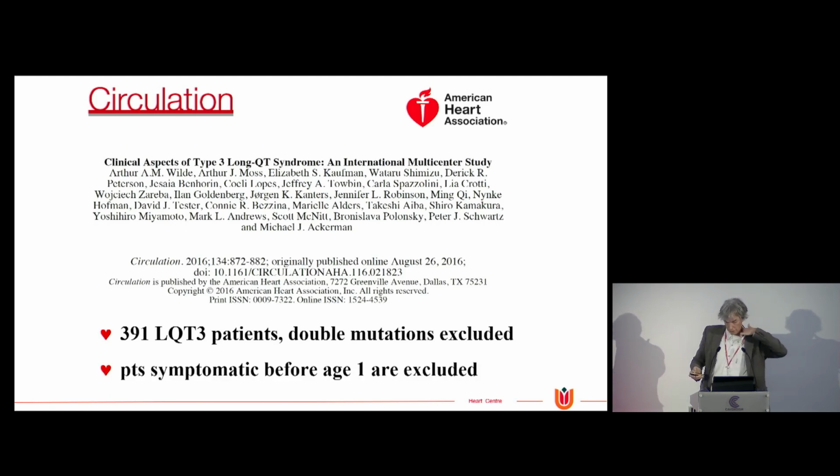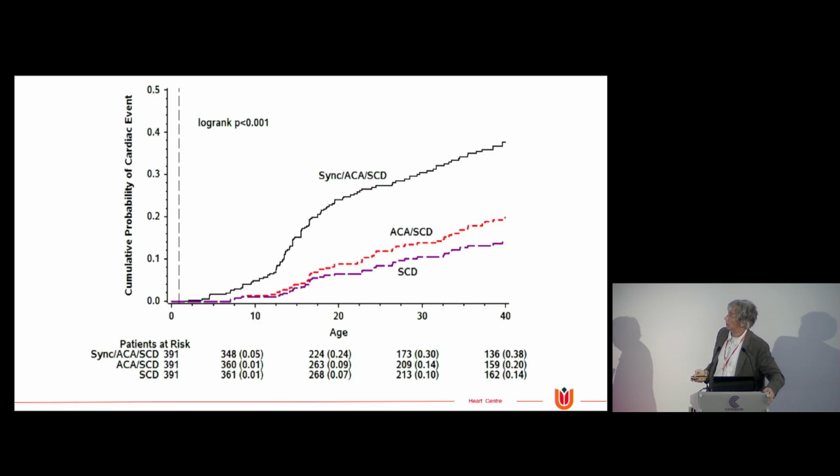And that is also important, and that is part of the explanation why the data reported in the literature is different. Patients who were symptomatic before the age of 1 are excluded in this study. The reason to do so is because these patients are severely affected, and whatever you do, they will have breakthrough events. And then you come up with the conclusion that beta blocker is not effective, or whatever you try is not effective, because they keep having symptoms, and they may even die on maximum therapy. So we excluded them in this particular study.